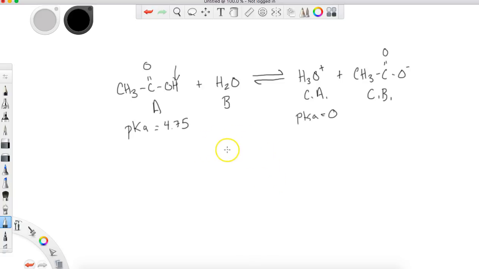So if I compare these two, which one of these is a stronger acid? All right. Hopefully you realize it's the H3O+ because it's got a lower pKa value, meaning it has a higher Ka value. And so that would be the stronger acid.